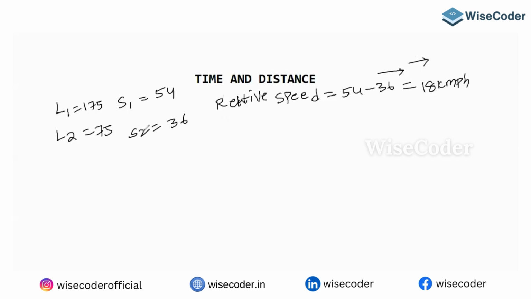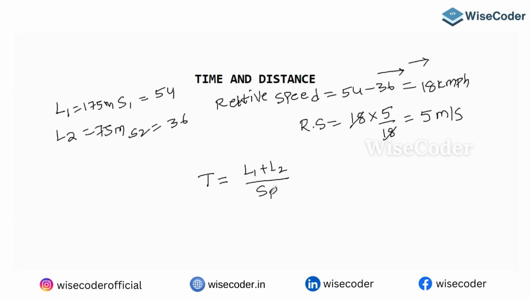And you need to understand one point: the length is in meters, so you have to convert your speed into meter per second. The relative speed is 18 into 5 by 18. The 18s cancel, and you are left with 5 meter per second. You want time. The time formula is length of the train 1 plus length of the train 2 divided by speed. Which speed? Relative speed, which we have already calculated.